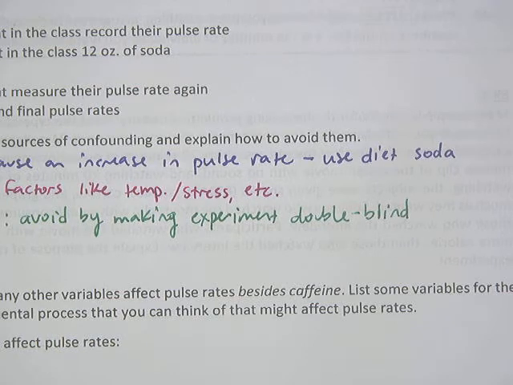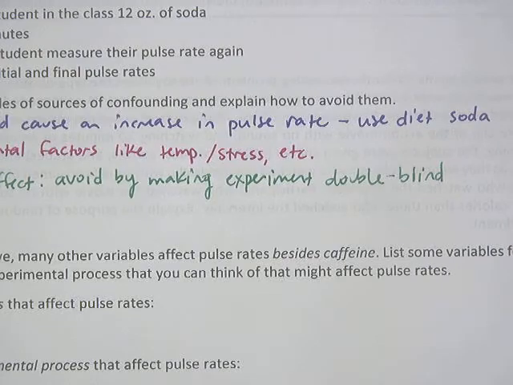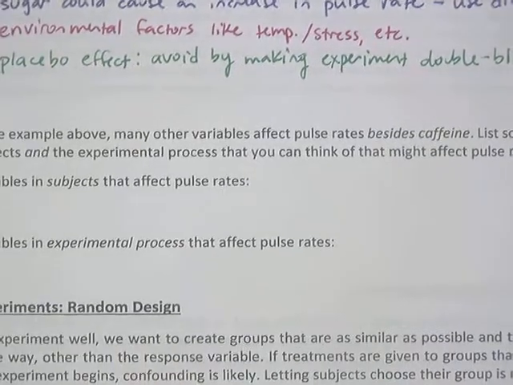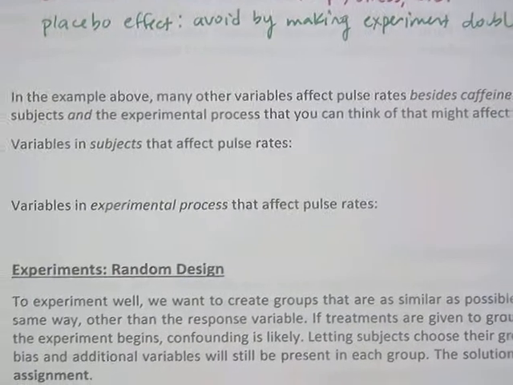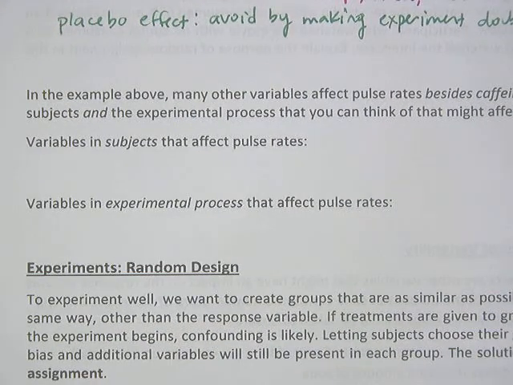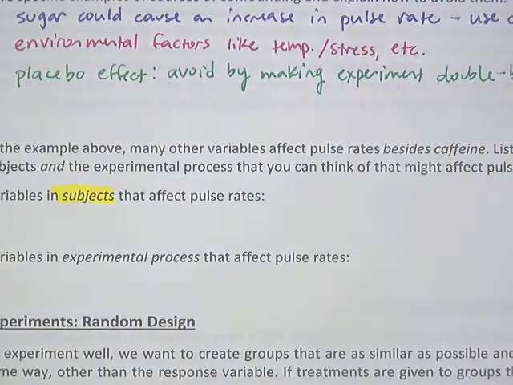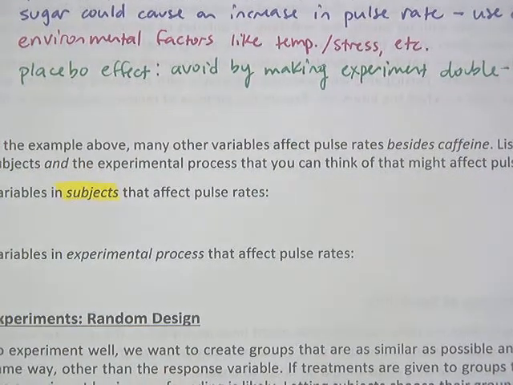The next part is going to seem a little redundant, but it's just going to give more specificity. It says in the example above, many other variables affect pulse rate besides caffeine. That's what we just talked about. List some variables for the subjects and the experimental process. So there's a difference. There are variables within the subjects themselves, the people.